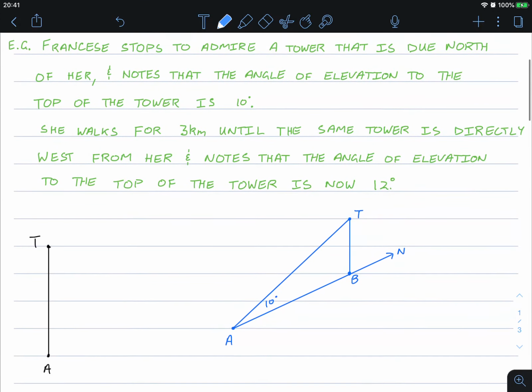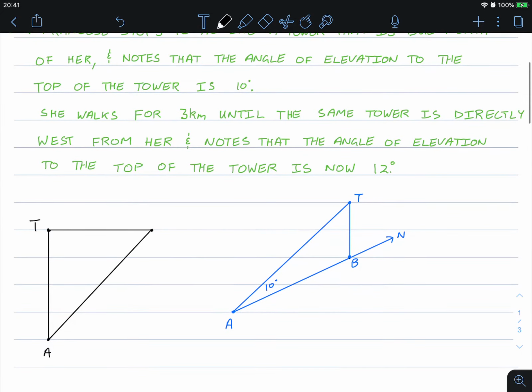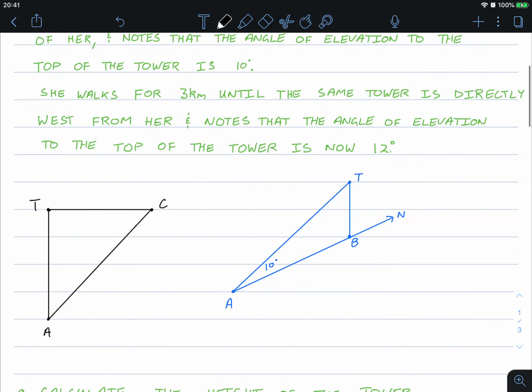She walks for 3 kilometers until the same tower is directly west from her. So let's draw that. For the tower to be west of her, that means she would have been somewhere here. Could have been anywhere along here. Because from here, the tower is directly to the west of her. So she walked from point A to point, let's call that point C. I can't use B, by the way, because I've already used it here. Let's call that point C. And that would be 3 kilometers. That's the top view.